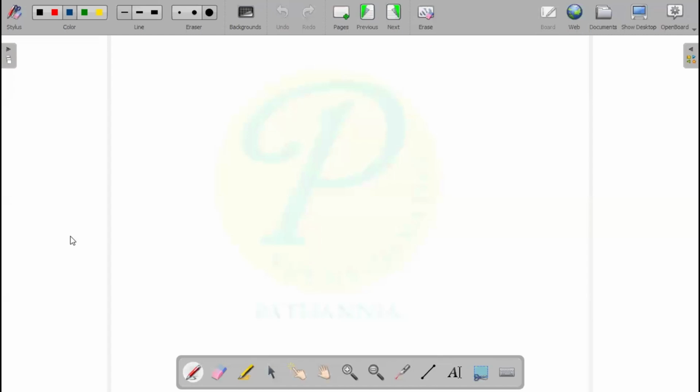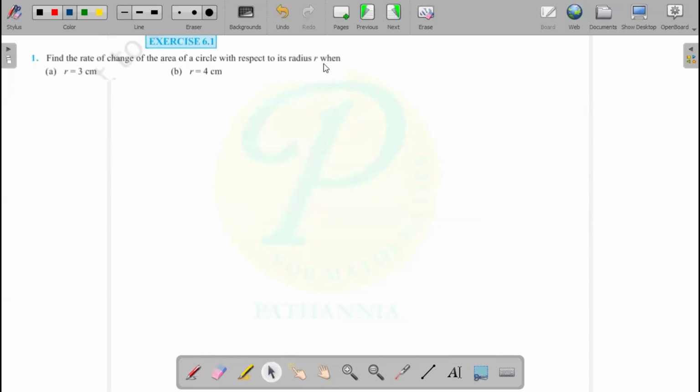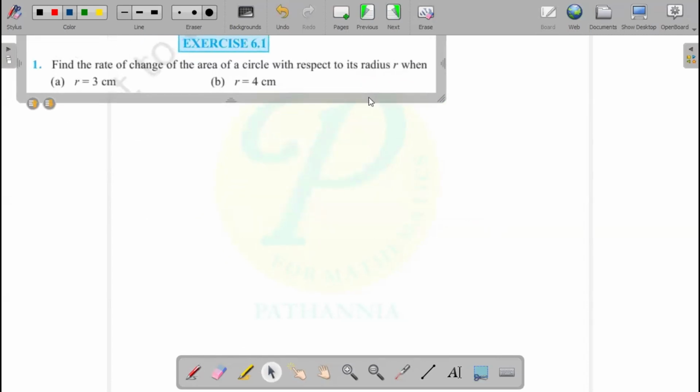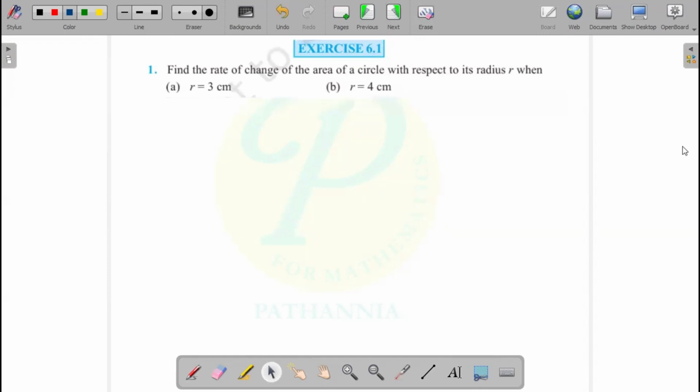Exercise 6.1, question number first. Rate of change of area of a circle with respect to its radius when r is equal to 3 centimeter. Both are the same question. Answer with proper explanation.